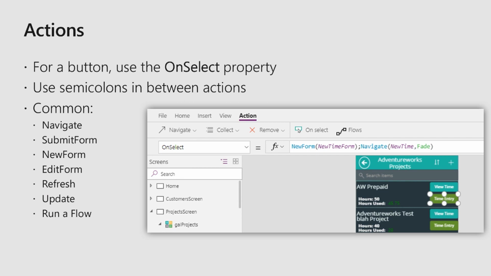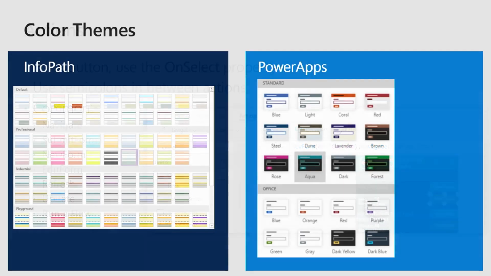Okay, we've got actions for a button. When you click it, you want it to do something. You have this property called the OnSelect property. Some of the common things that we do with the OnSelect property are navigate somewhere, submit a form, run a command that goes back, reset a form, or run a flow. Those are some of the common things, but there are, of course, 100 different types of functions in PowerApps. These are just some of the things that you're going to be doing the most.